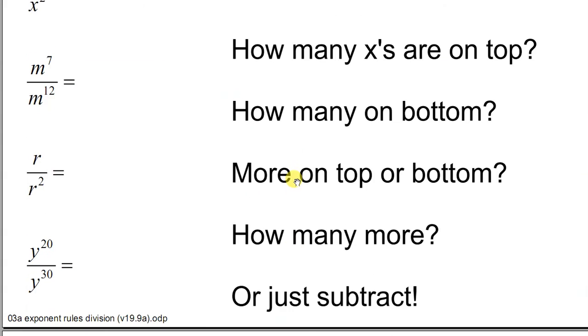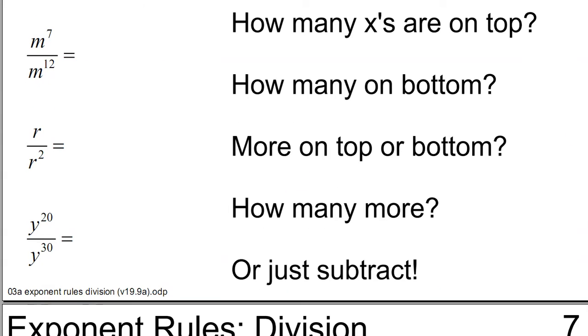I'll do a couple examples here. Let's go with, so this guy right here, where am I? Boom. This is an r to the 5th. How many r's are on top? 1. How many are on the bottom? 2. Are there more on the top or the bottom? Bottom. How many more? 1. 1 over r to the 1st.